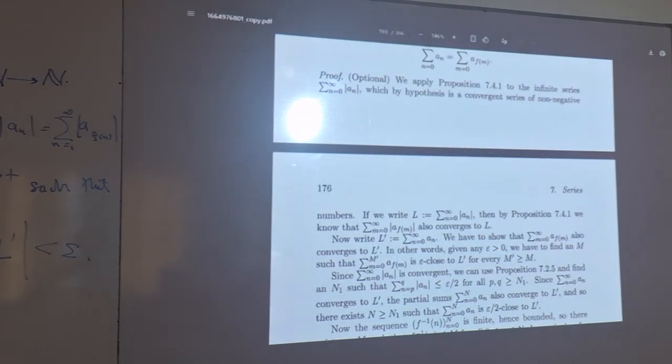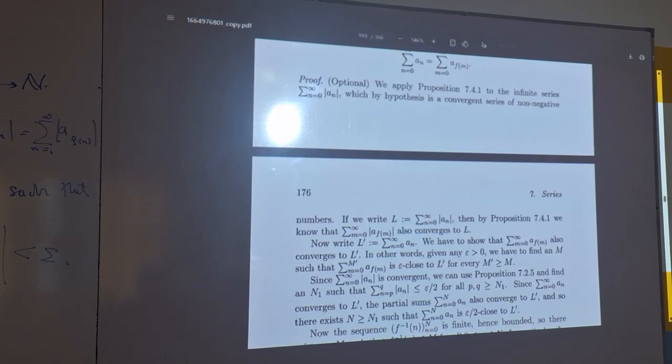Since the sum over n going 0 to infinity of mod a n is convergent, we can use proposition 7.2.12 to find an n1 such that after n1, no matter how many terms you add, the sum is less than epsilon by 2, that Cauchy criterion thing. So we have n1, after n1, no matter how many terms you add, the sum is less than epsilon by 2. However, we are taking mod a n, not a n.